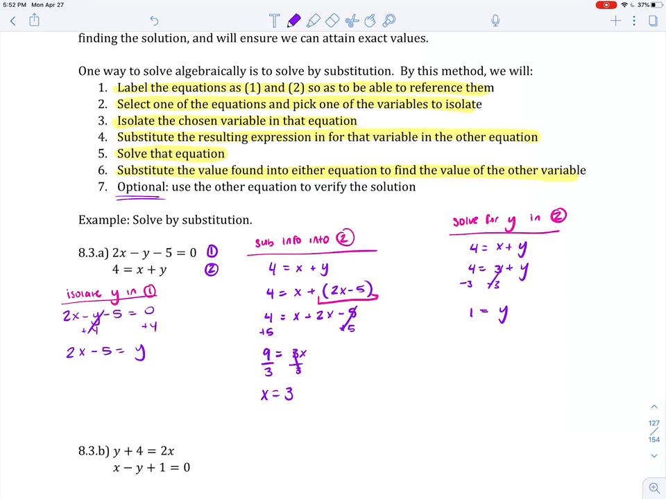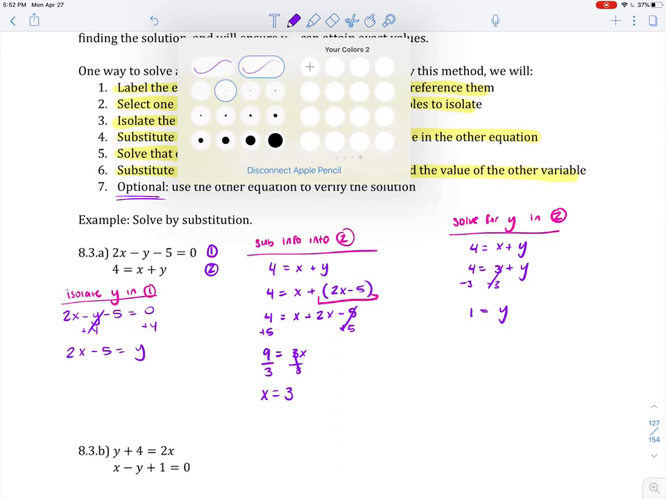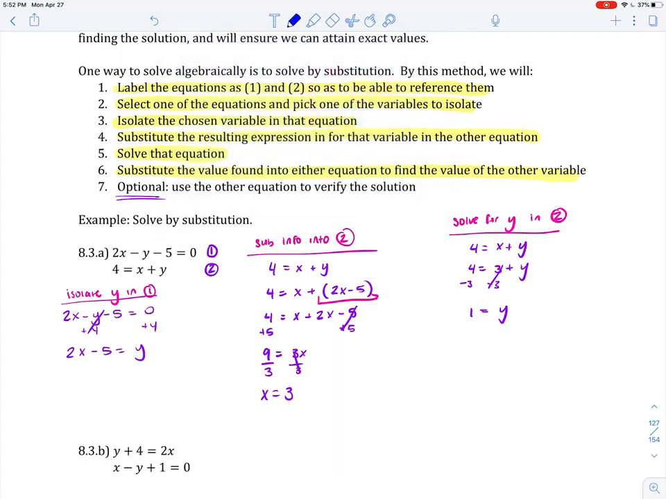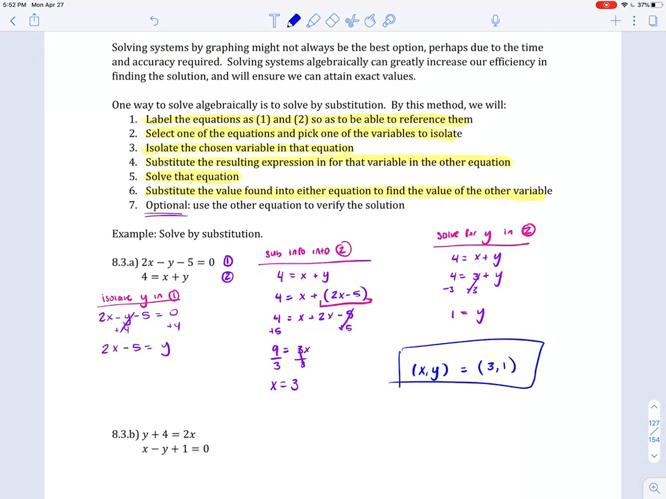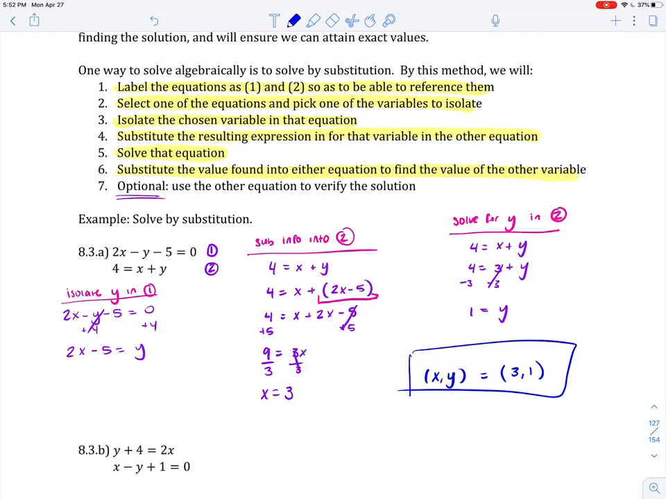Okay. So I have found my values of x and my values of y that will become my solution to my system, but I can't write it like that. I need to indicate what my final answer is. My final answer, my solution, is a point, (x, y), and that point in this case is when x is 3 and y is 1.